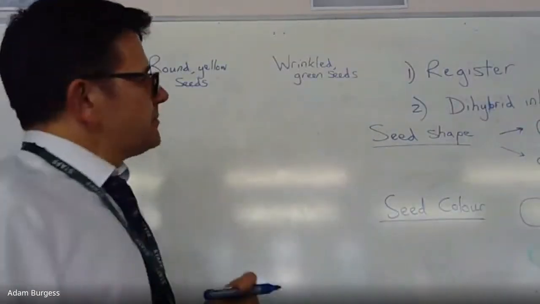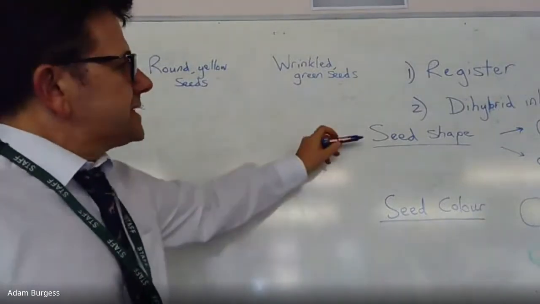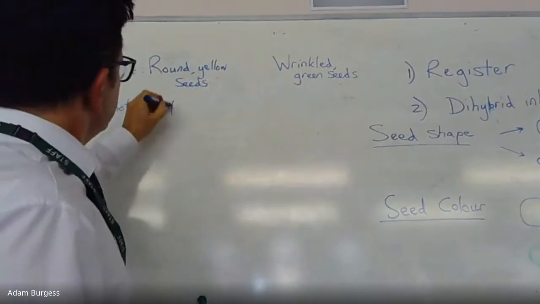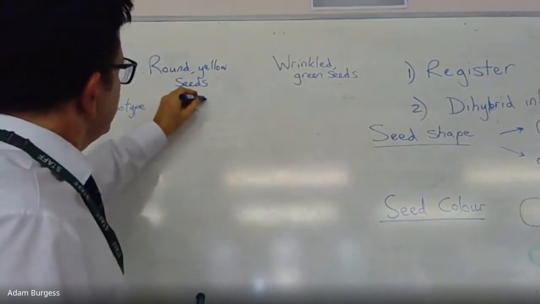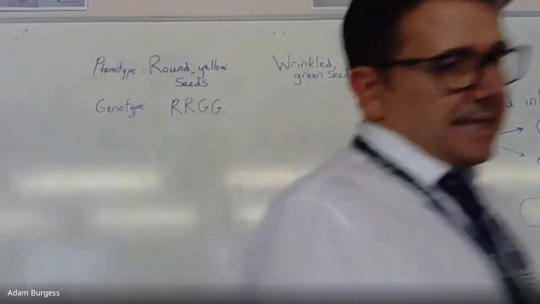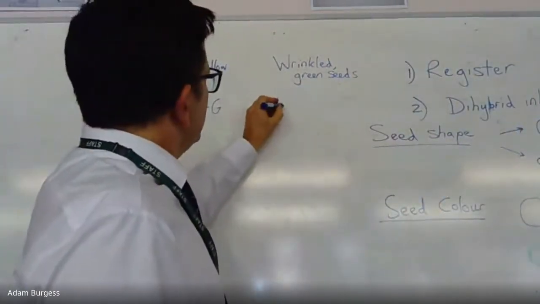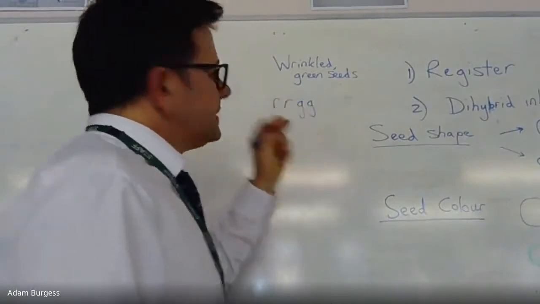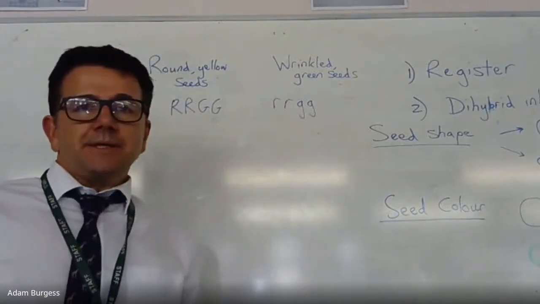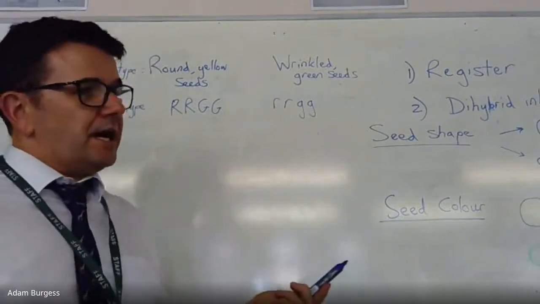So genotype, so remember I said round is dominant, okay? And so seed shape, round is dominant, yellow is dominant G. So the genotype is going to be that, okay? So they're the dominant alleles. So for wrinkled green, wrinkled is little r, little r, and little g, little g. And the reason being is that there's two genes, because as I said to you, it was dihybrid. So dihybrid inheritance is related to two genes, in this case, seed shape and seed color.